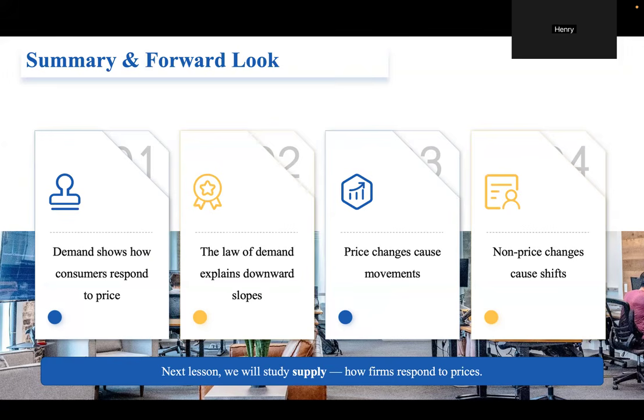The key takeaway is this: demand is not random. It follows predictable patterns based on incentives and constraints. By understanding demand, we can better predict how consumers will respond to changes in prices and policies. Next lesson, we will study supply, how firms respond to prices. And together, demand and supply will allow us to understand how markets actually determine price.